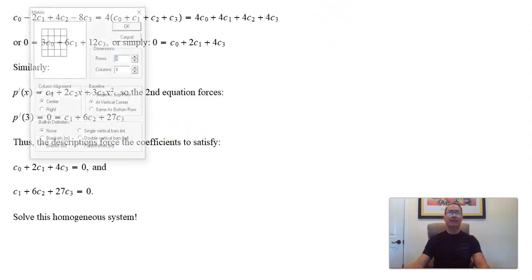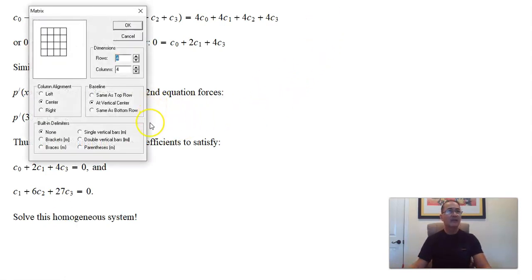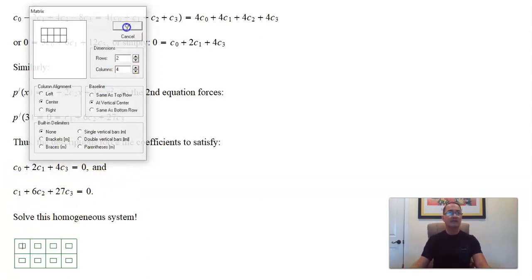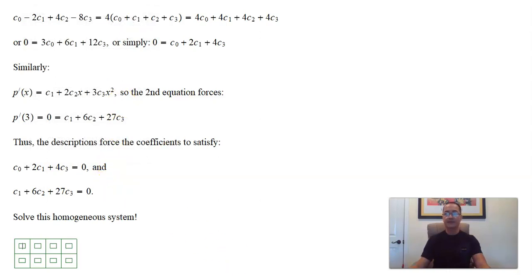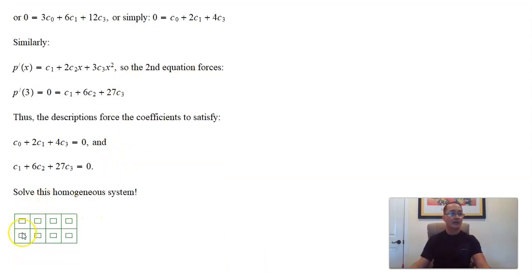If only we had something that will help us solve this. Two rows, and we have 4 coefficients. We don't need the zeros. I'm going to skip that 0, just 2 by 4. So C0, 2C1, no C2, 4C3. I caught it just in time. No C0, 1C1, 6C2, 27C3.